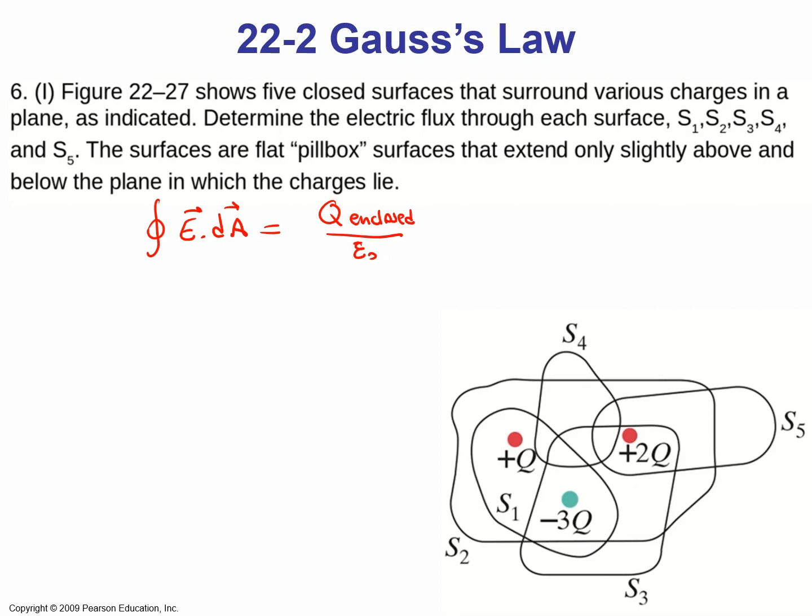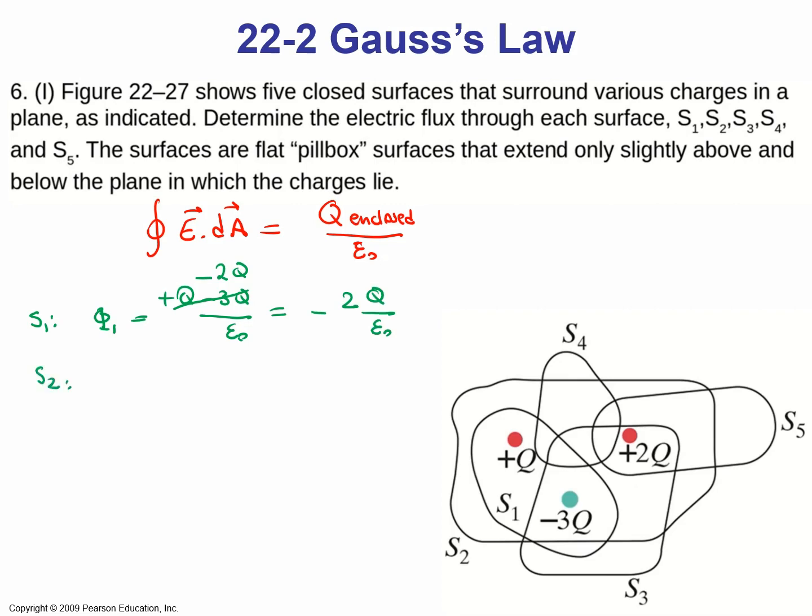So for surface 1, we have flux 1 is equal to, surface 1 is here, the total net charge is plus Q minus 3Q, and that gives us minus 2Q over epsilon naught. So phi 1, or the flux for surface 1, is minus 2Q over epsilon naught.